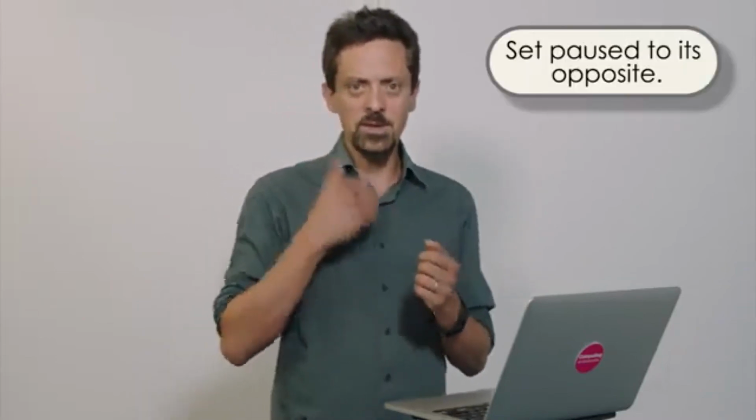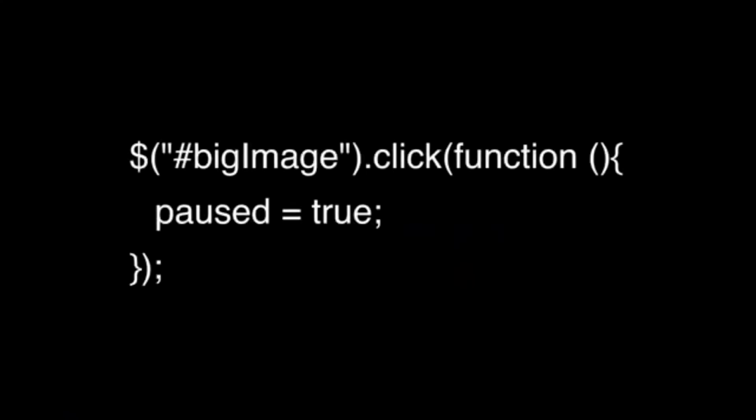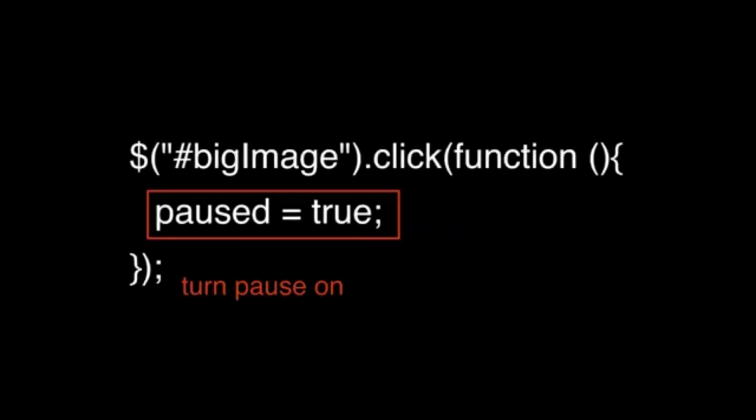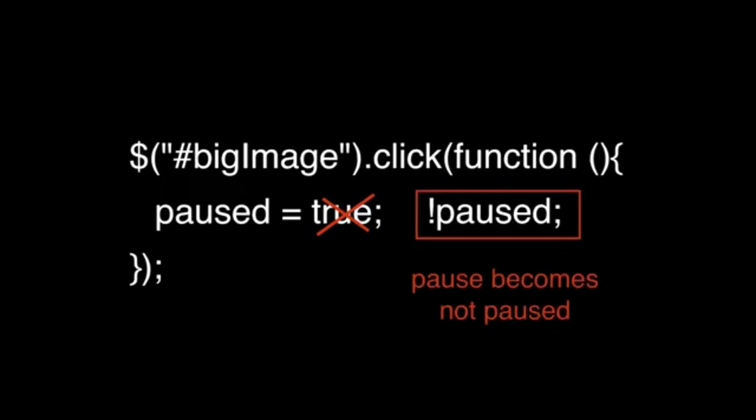So instead of just setting it to true, we actually want to set it to its opposite. If pause is true, we set it to false. If pause is false, we set it to true. So we don't actually want this code, this just turns pause on. We actually want something different, and this code on the right is what we want. We've seen this exclamation mark before. It says not. And so what we're doing is we're taking pause and setting it to be equal to not paused. So if paused is true, it becomes false. If pause is false, it becomes true. That's exactly what we want.